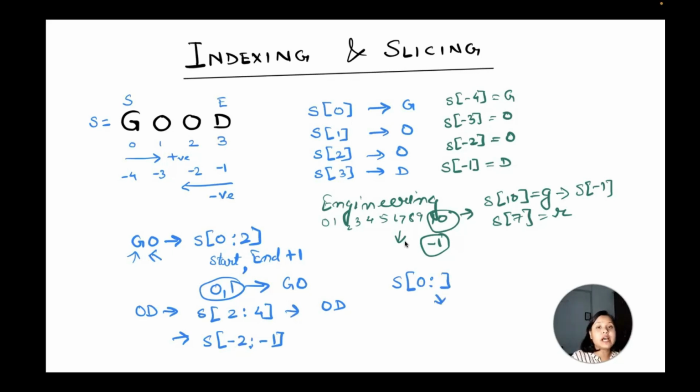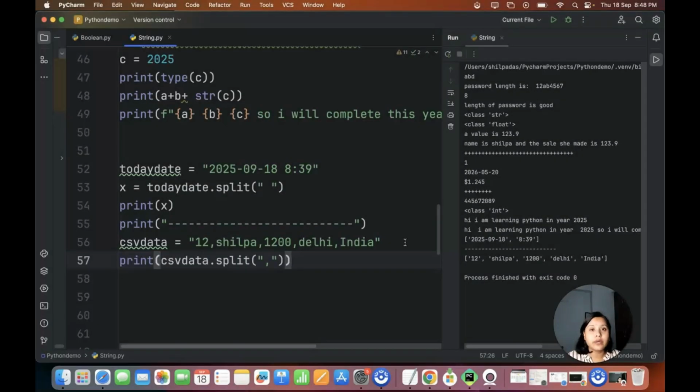If I keep this last part empty, it means from start till end, it will give me the result. That is good. Now, if I want S, I want from the first till end, then it will write OOD, right? So that's how the indexing and the slicing works. So let's go to our practicals and see how it works.